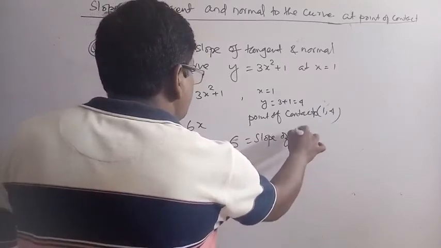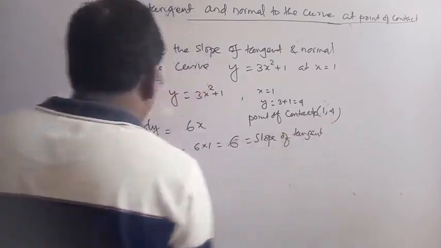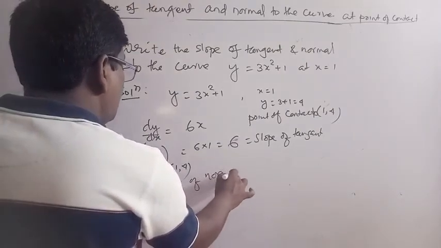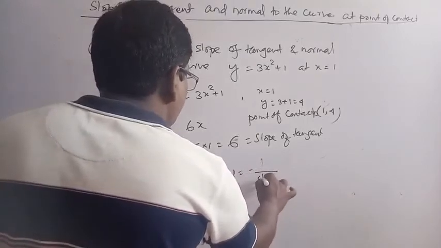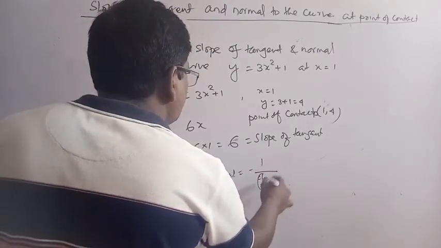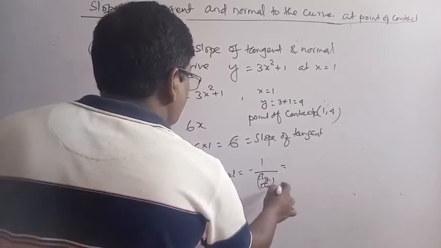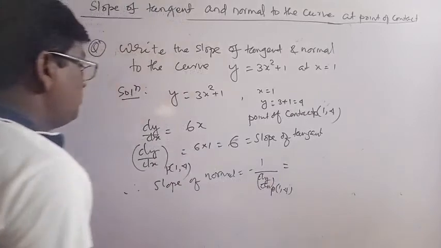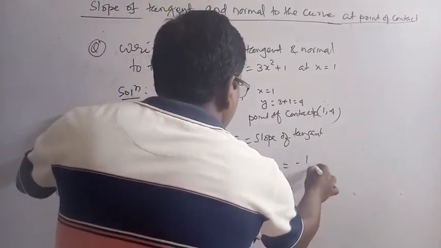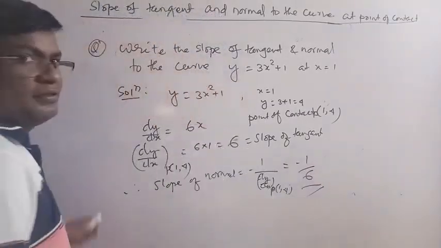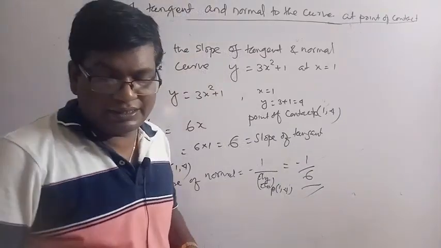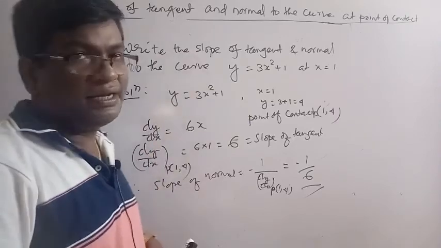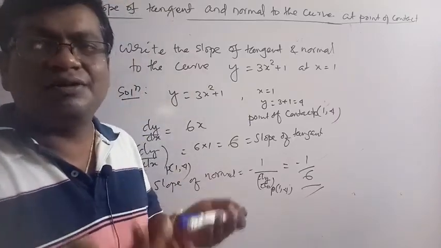And what is the slope of the normal? Therefore, the slope of the normal is equal to the formula minus 1 by dy by dx at the point P, 1 comma 4. This will be minus 1 by 6. This is the slope of the normal. Okay? These are the concepts regarding the slope of tangent and normal.